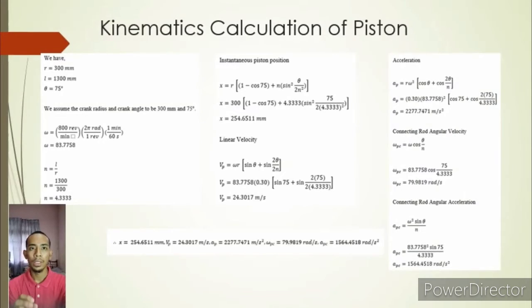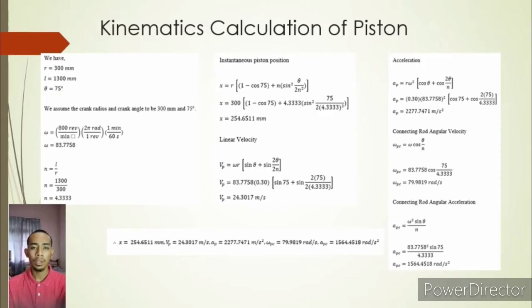Okay, for the kinematic calculation of the piston, we have assumed the crank radius is 300 mm, the connecting rod length is 1300 mm, and the crank angle is 75 degrees. First, we need to find the crankshaft angular speed. Before we calculate the velocity of the piston, we need to use the formula to find the value of n, which is the connecting rod length divided by the crank radius.